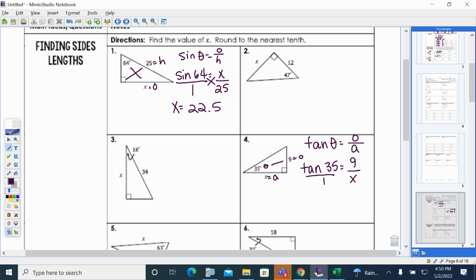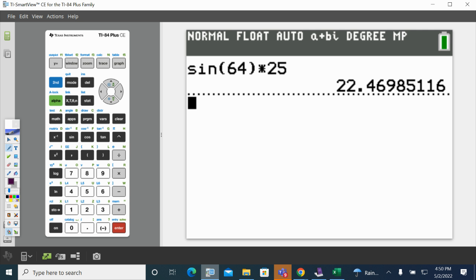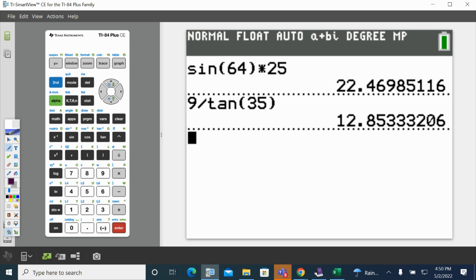Now when we do the cross products on this one, what you have is the tangent of 35 times x is equal to 1 times 9, which is 9. And then we're going to divide by the tangent of 35. I like to wait until I know what I'm going to be dividing before I go to the calculator, so that you've got a more accurate answer. If you do the tangent of 35 and round it there, your answer is not going to be as accurate. So we take 9 divided by the tangent of 35, which gives me 12.9.